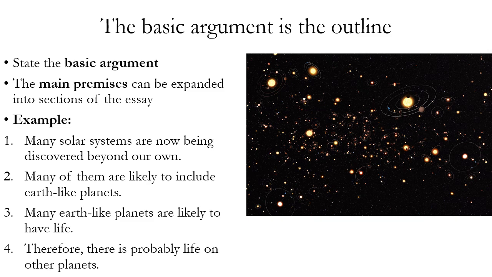Because each of those things is something that could be controversial or may not be obvious to someone reading the essay, you would need to defend them with evidence. So let's take, for example, the first premise. Many solar systems are now being discovered beyond our own. That might not be common knowledge to people, and even if they have some awareness of it, how many is many? So you'd want to give a lot of evidence to support that claim. And so too for each of premises 2 and 3.